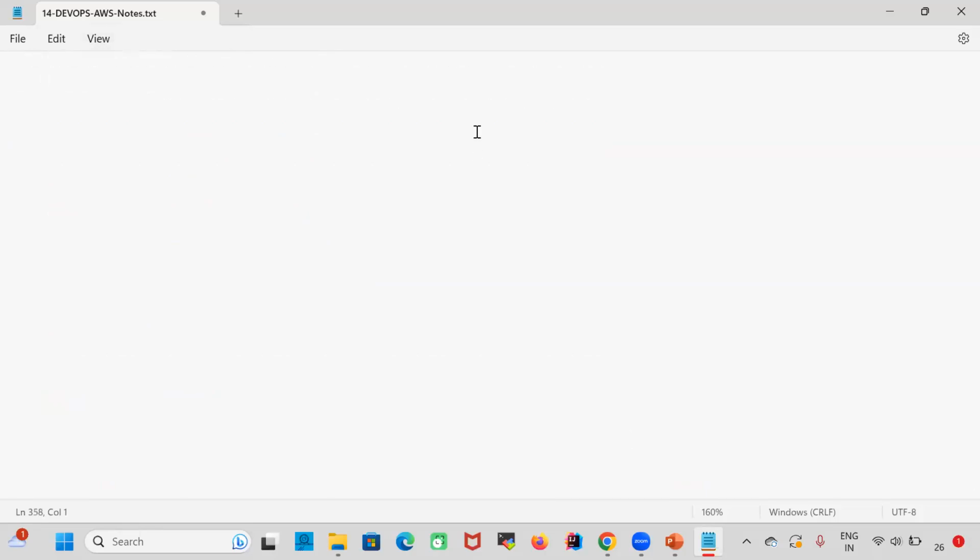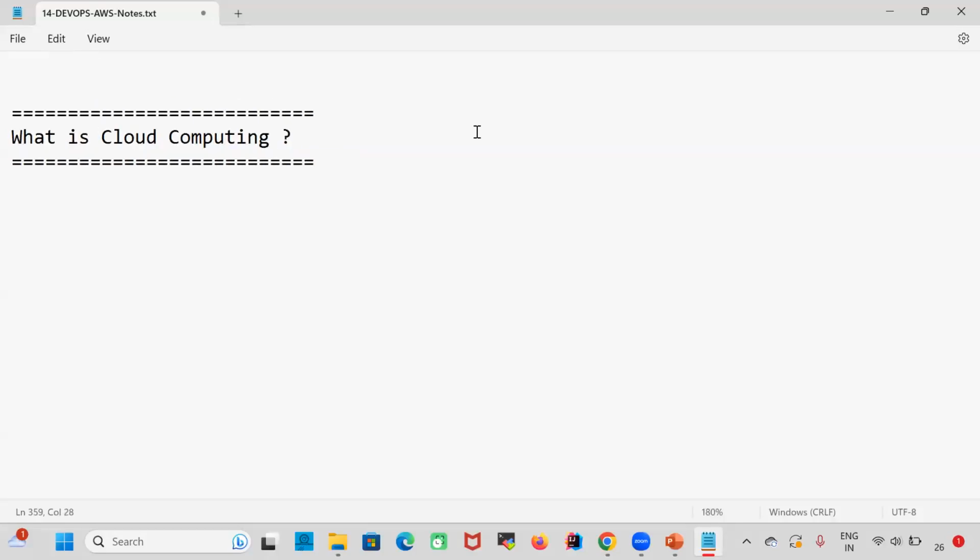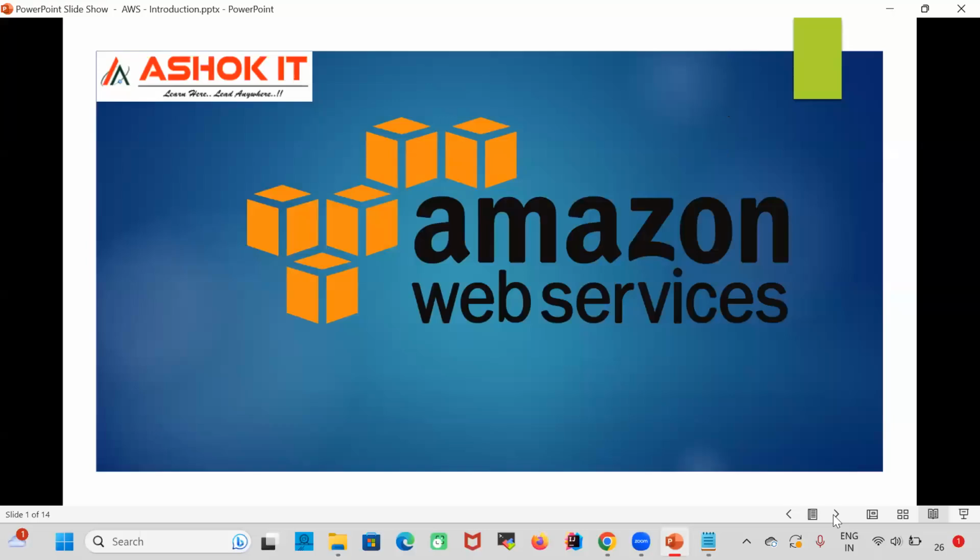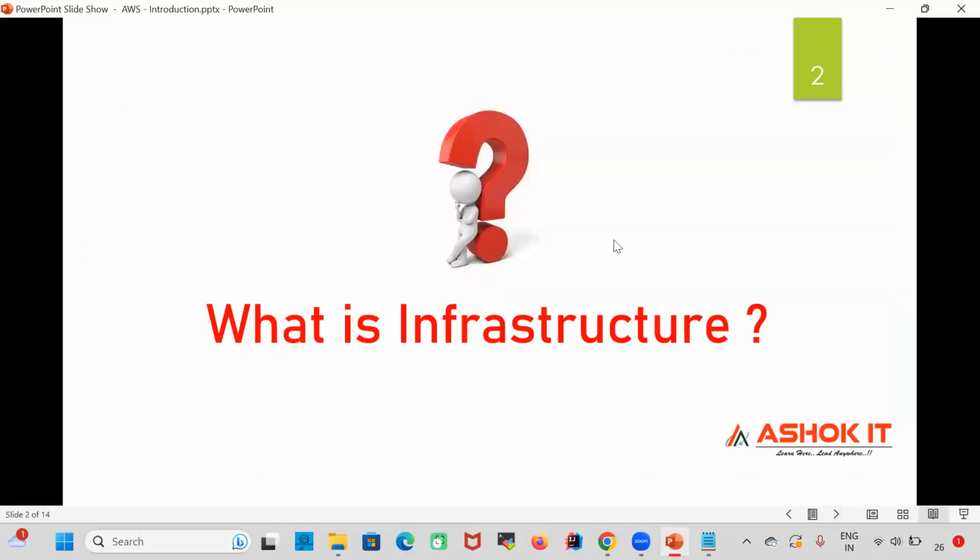Now, today, let's understand what is cloud computing. So we are going to learn DevOps with AWS Cloud, right? We got the clarity. What is DevOps? Why we are going for DevOps? Now, let's have a brief introduction related to what is cloud computing and why we need to go for cloud computing.